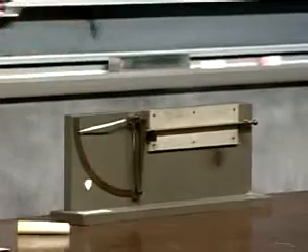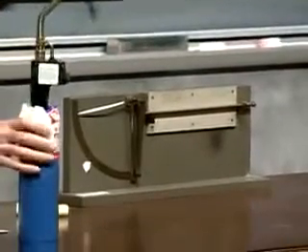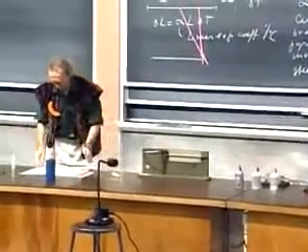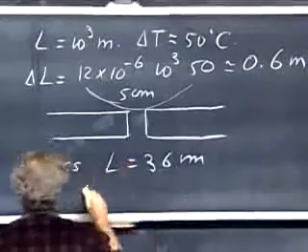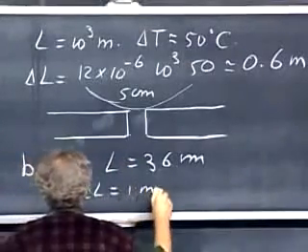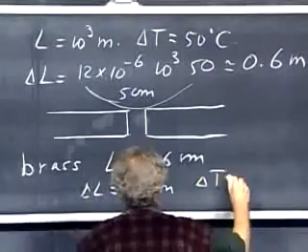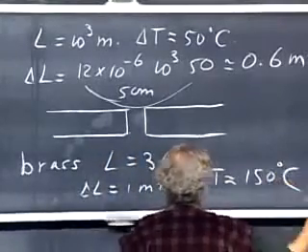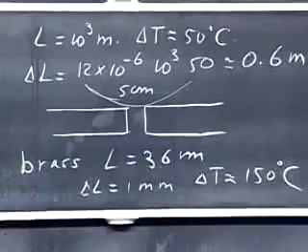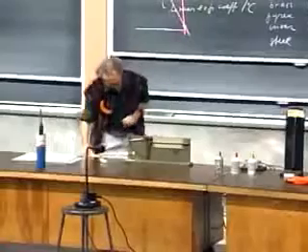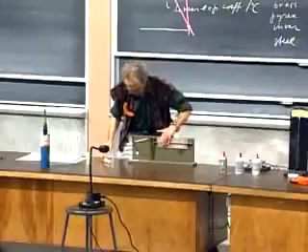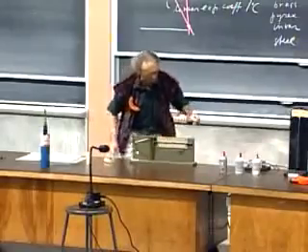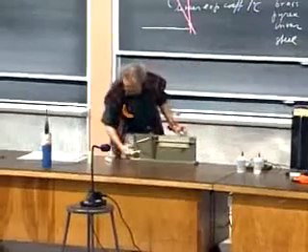There it goes. Doesn't take very much. So we have brass, and L is 36 centimeters. Delta L would be about 1 millimeter for a temperature increase of only 150 degrees centigrade, which of course is trivial for us with that blowtorch. Still hot. I could force it to cool.